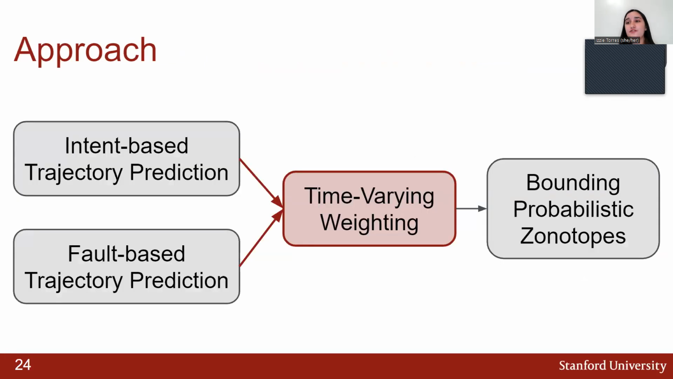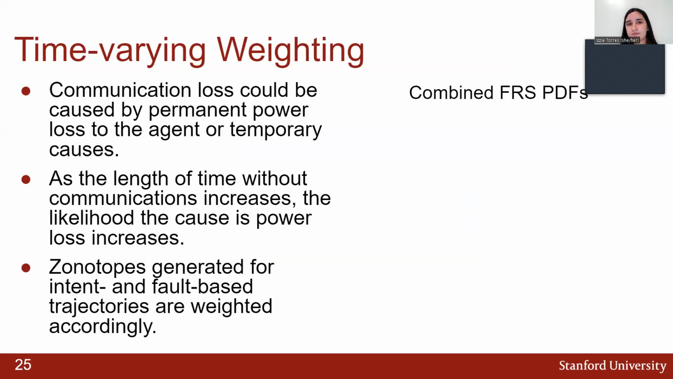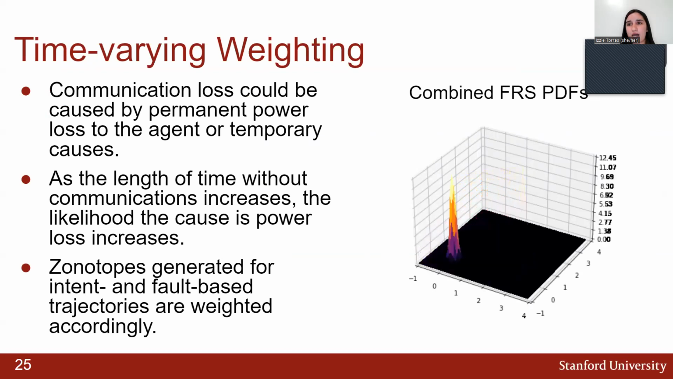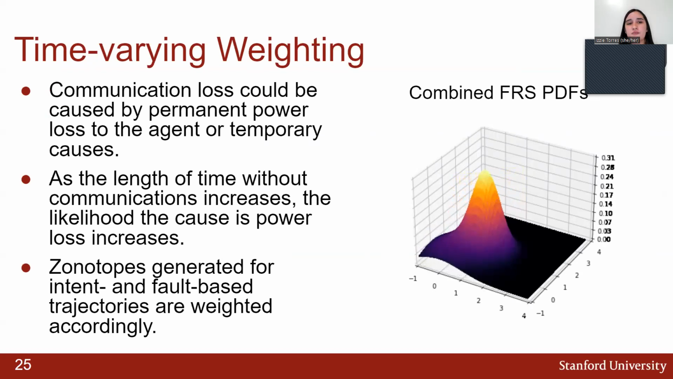And now we have two different representations of where the rover could be based on whether we're considering the known intent or whether we're considering possible faults. And so now we have to combine these two, and we do that via time-varying weighting. So we know that communication loss could be caused by this fault, this power loss, or it could be caused by EMI or occlusions. But as the length of time without communications increases, the likelihood that the cause is power loss increases, because it's much less likely that you had sequential EMI for this long duration of time.